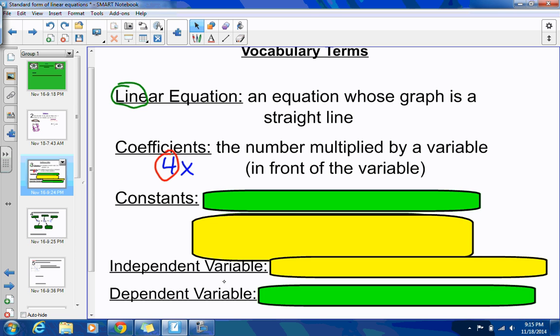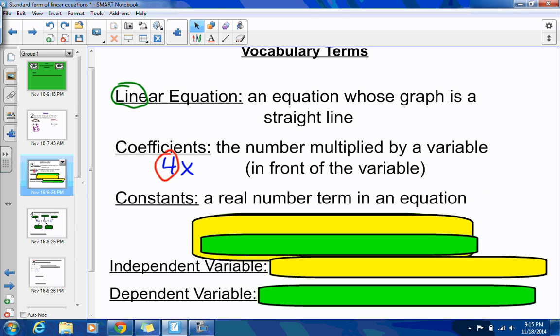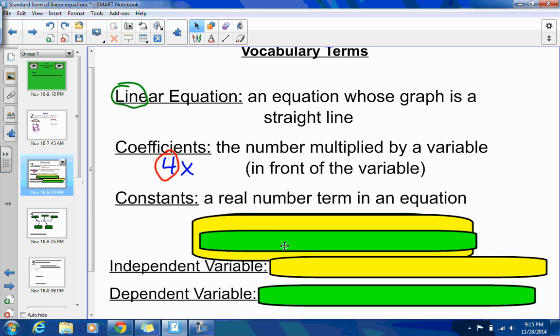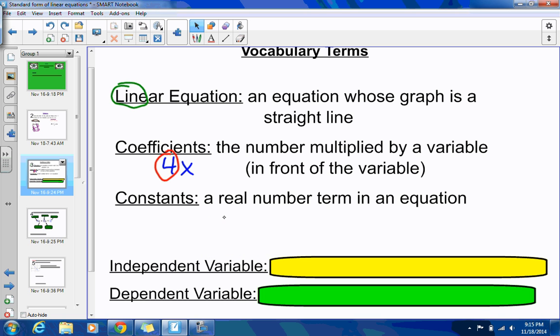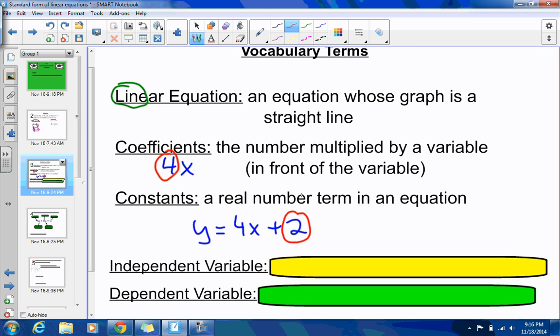The last term, we're going to skip the bottom ones, but the last term for right now are the constants. And constants are real numbers. It's a real number term in an equation. So instead of a variable term that we have variables with, this is just a real number term, so it's just a number. If you think of the word constant, it's something that doesn't change, and just a simple number won't change. So if we have the equation y equals 4x plus 2, we know y and x are our variables. 4 is the coefficient. So our constant is this number that does not change, this 2. That would be the constant in that situation. So if you want to write these down and make sure you have those, you can pause the video. But I'm going to go on from here.